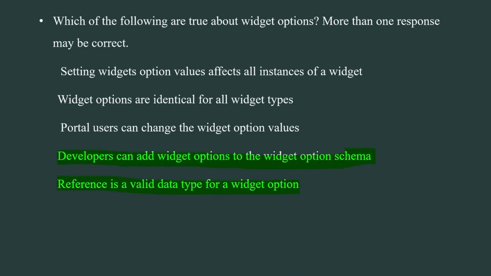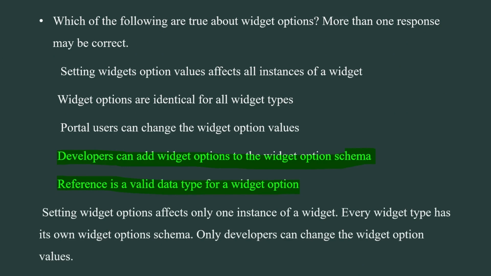True about widget options: developers can add widget options to the widget option schema. Reference is a valid data type for a widget option. Setting widget options affects only one instance of a widget. Every widget type has its own widget option schema. Only developers can change the widget option values.